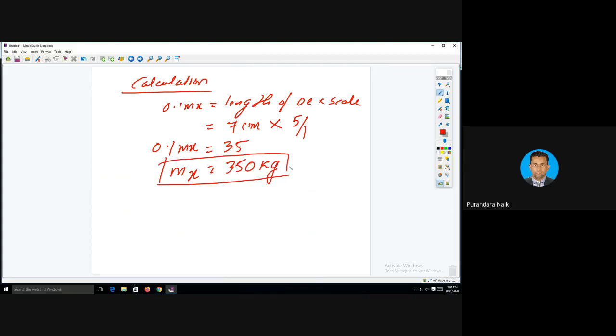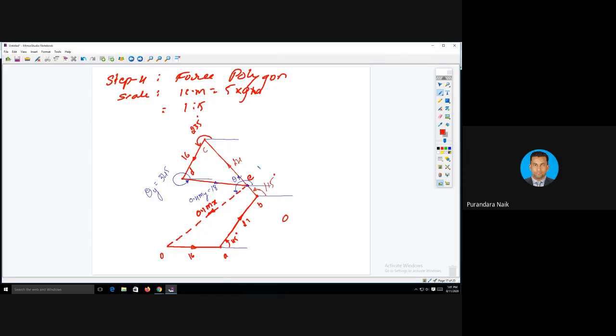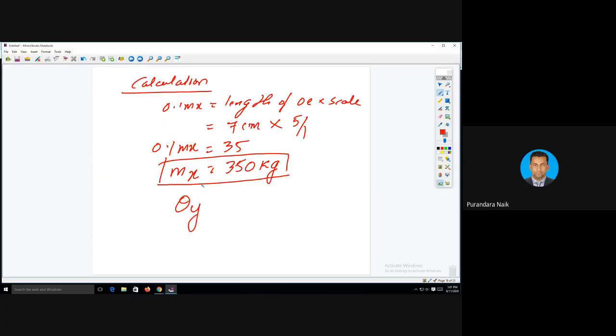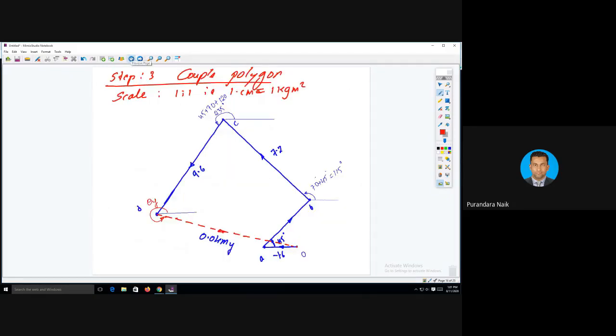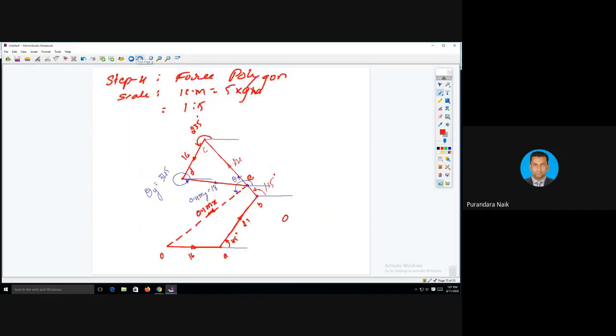We'll get 350 kg. And if we measure theta x from the previous figure, we'll get theta x equal to 215 degrees from mass A. This is the answer. So the first figure is a couple polygon, from which we get the answer for My and theta y. The second one is a force polygon, where we get Mx and theta x. So this is the end of the problem. Thank you.